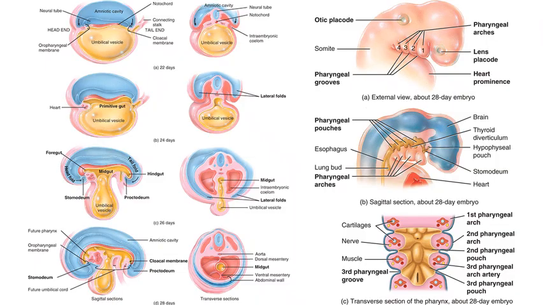By the end of the fourth week, the lower limb buds develop, and the heart also forms a distinct projection on the ventral surface of the embryo called the heart prominence. At the end of the fourth week, the embryo will also have a distinctive tail.